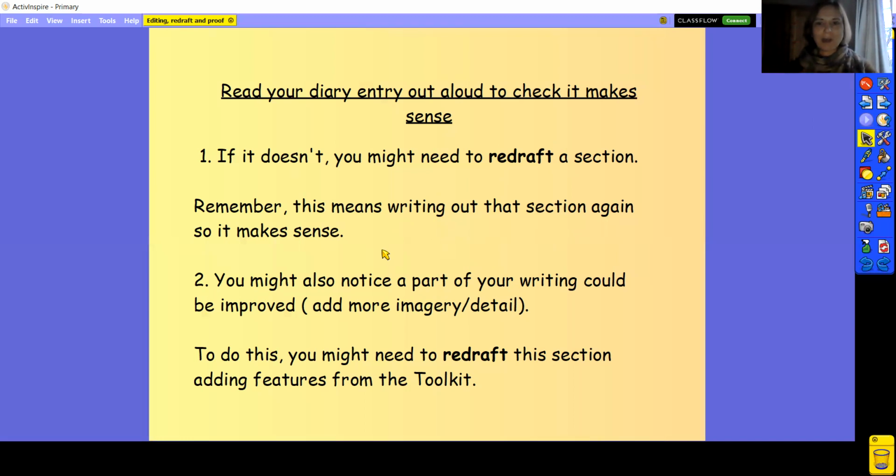If you're writing on a piece of paper, you might want to get an additional slip of paper, rewrite your section on that, and then stick that piece of paper over the top so you've got a flap. You might notice that a piece of your writing needs more imagery, more detail, or you might notice that you haven't included many of the toolkit features, or you haven't written in the past tense, and all this means that the whole section will need to be redrafted. Occasionally, it might be your whole piece of work. Let's hope not.